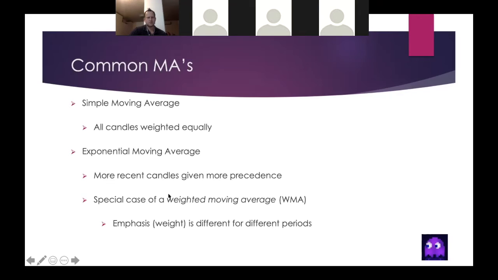The exponential moving average is still just an example of a general case of a weighted moving average. The emphasis weight just means that the emphasis is different on different points in that sliding window. So in the simple moving average, everything is weighted equally. In the weighted moving average, we put precedence on various points in that period size, and the exponential moving average, a special case, puts emphasis on the more recent candles.